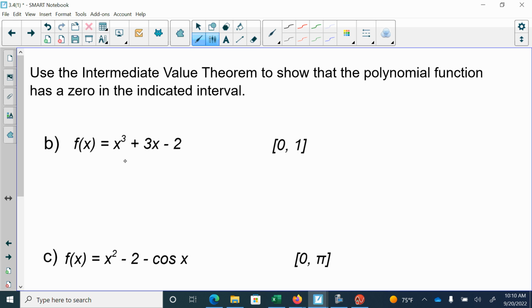Is it continuous? If you're not sure, I could graph it and check the table in that period. I don't need a calculator for f of 0. What is f of 0? Negative 2, right? That's the y-intercept. If I put in 0, it wipes out those x's, and I'm only left with that negative 2.